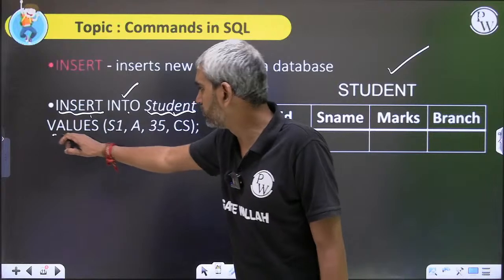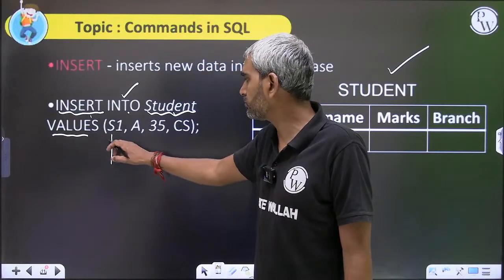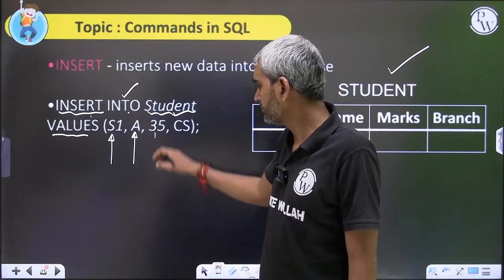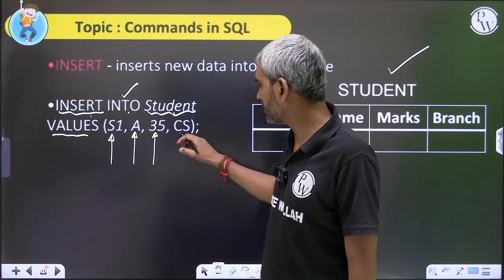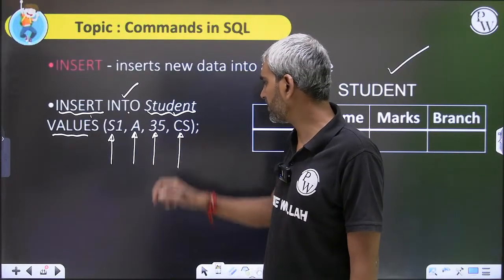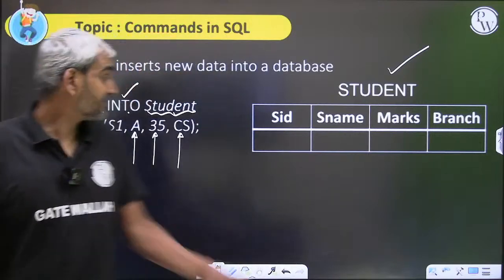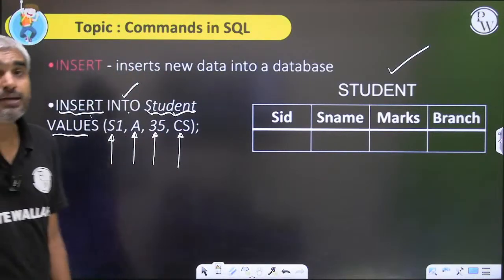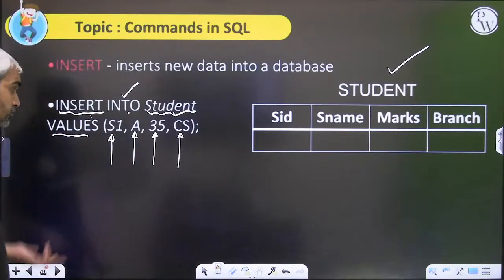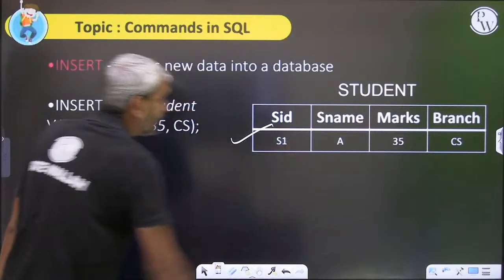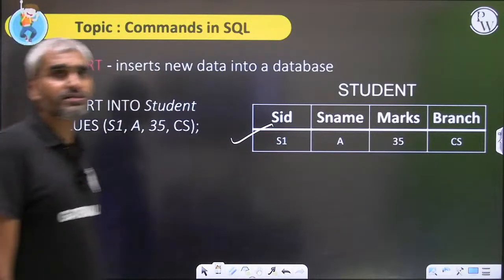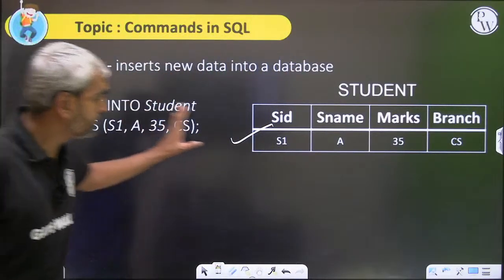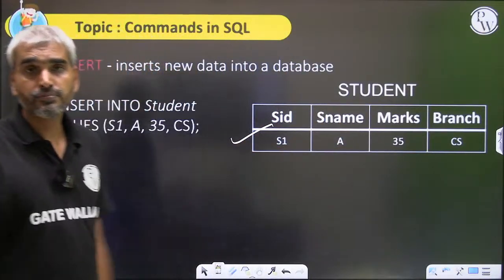So you will say values such that the first attribute will take the value S1, the second attribute will take the value A, the third attribute will take the value 35, and the fourth attribute will take the value CS. So SID will be S1, name will be A, marks will be 35, branch will be CS. If you pass this command, one tuple will be inserted into your student table.